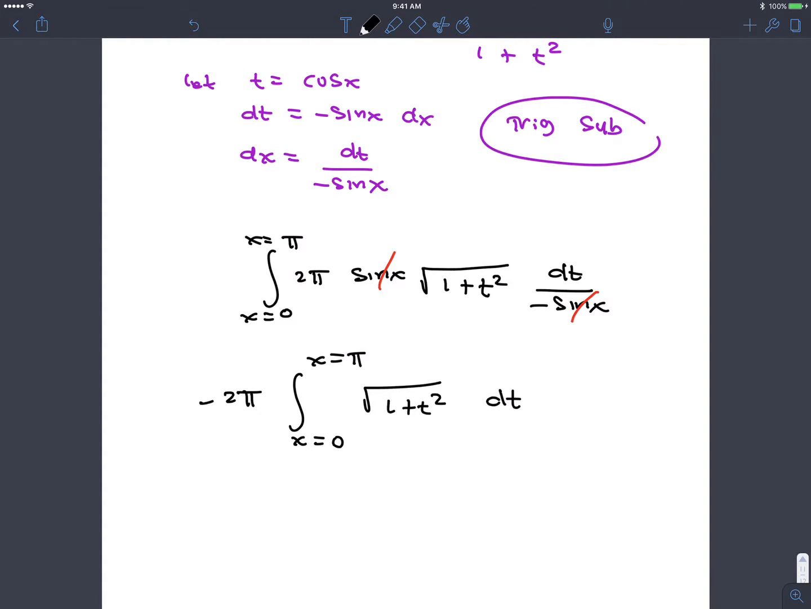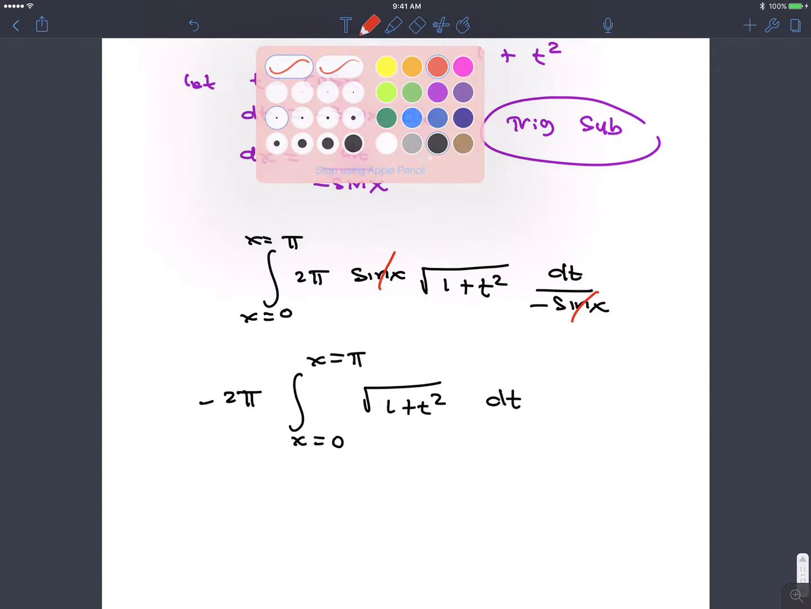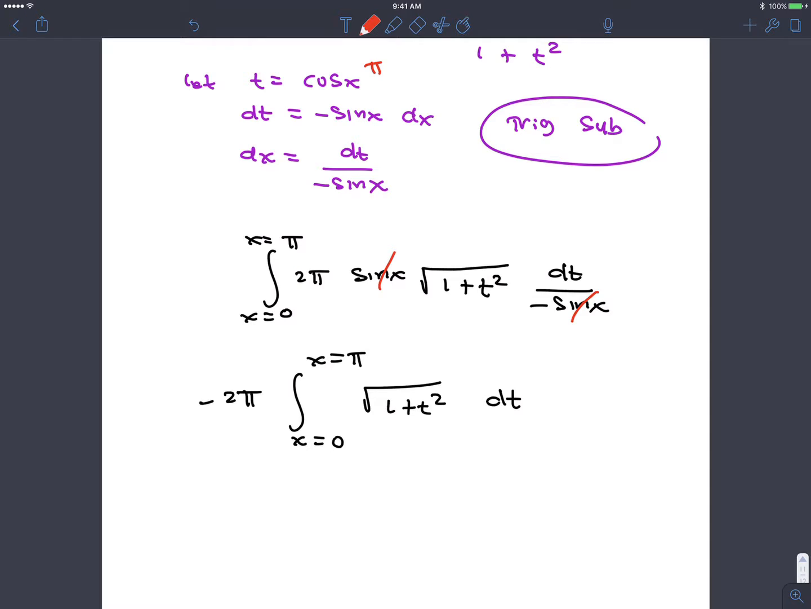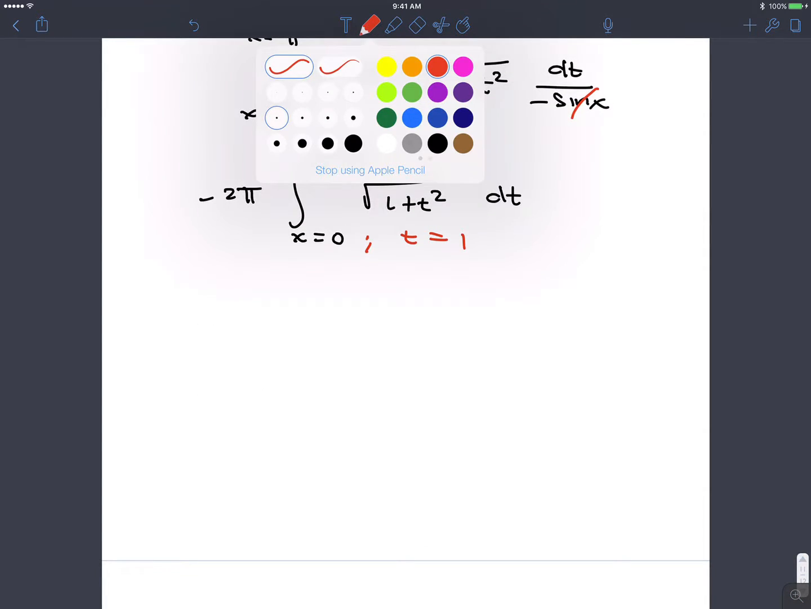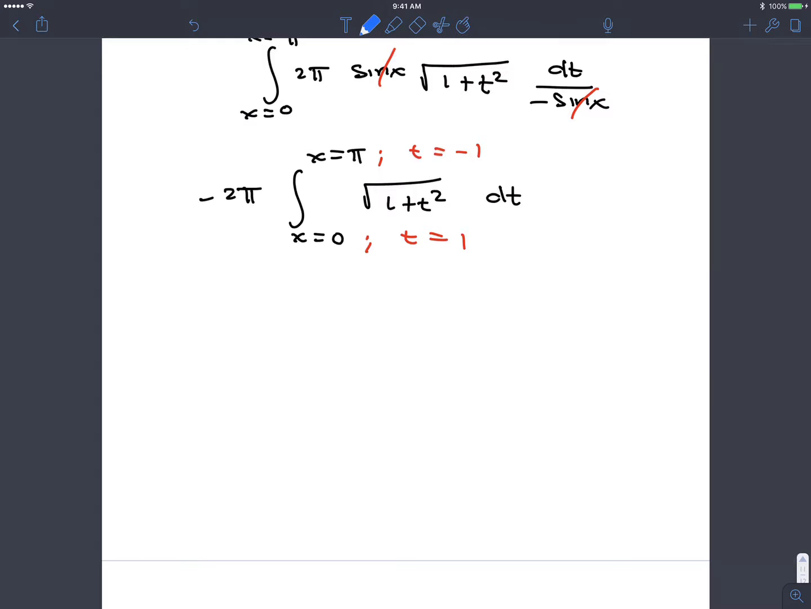So, since t is cosine, we're going to have to look at our limits. What's cosine of pi? Is that negative 1? So, this means t is negative 1. Okay. What's the other limit? 0. What's cosine of 0? Is that positive 1? t is positive 1. Does that look a little backwards to you guys? What do I mean by that?